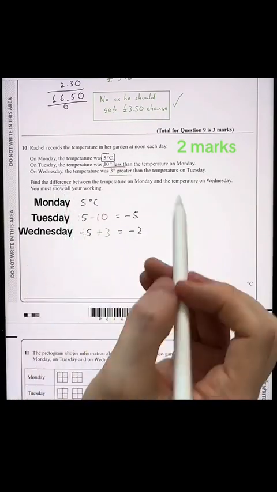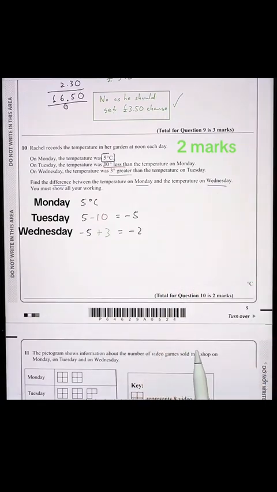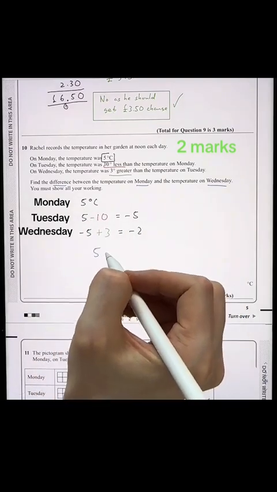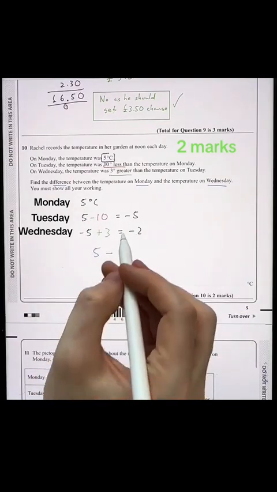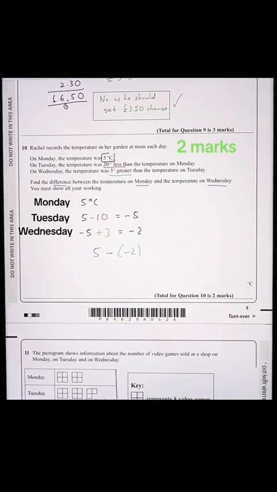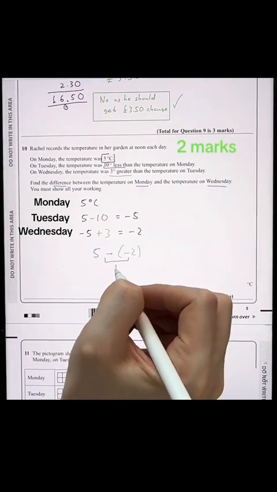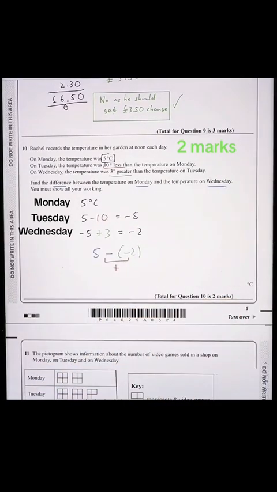Find the difference between the temperature on Monday and the temperature on Wednesday. If we're finding the difference, we're going to be subtracting the 2 temperatures. Well, the temperature on Monday was 5, therefore we're going to subtract the temperature on Wednesday. Well, the temperature on Wednesday was negative 2. If we're subtracting a negative number, we know a negative and negative actually makes a plus. So therefore 5 add 2 gives us 7.